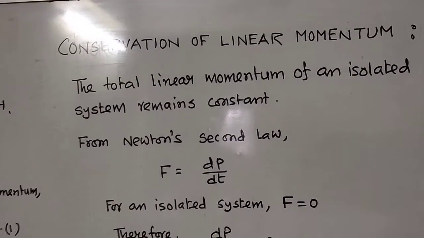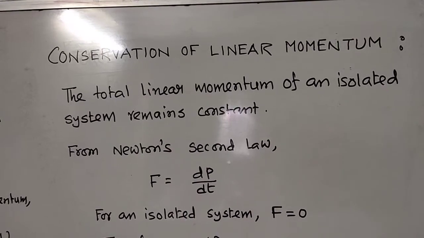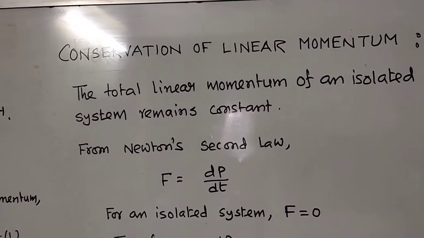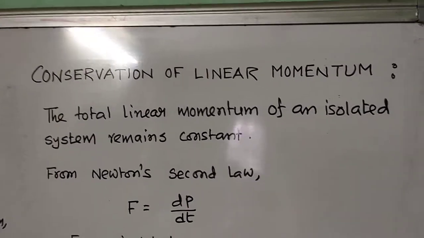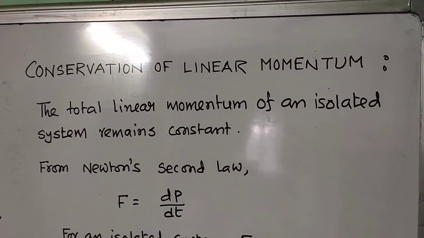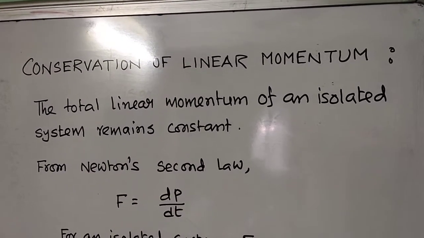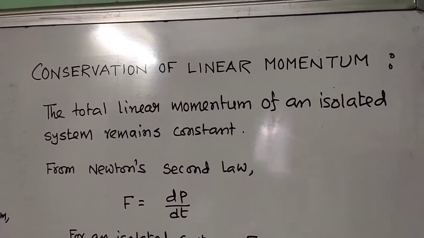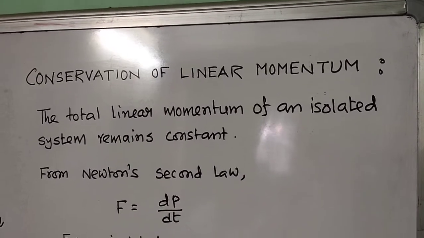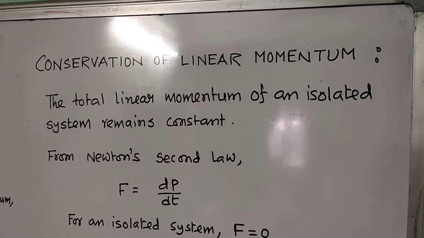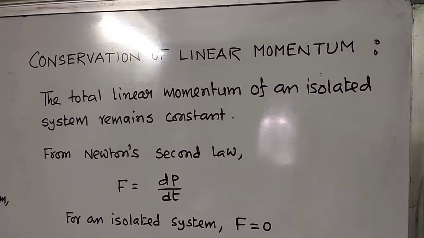I think you have heard this one, maybe in class 9. But here we will try to explain it in a more elaborate way. Conservation of linear momentum says that the total linear momentum of an isolated system remains constant. Isolated means no external force is applied on the system. Neither external force nor internal force exists in the system. So as per the statement, the total linear momentum of an isolated system remains constant.